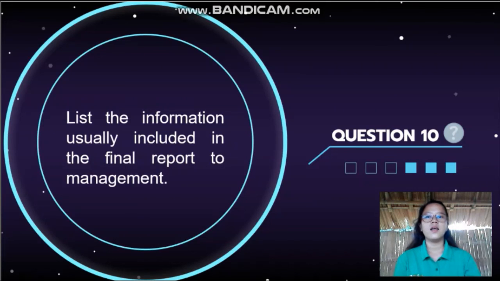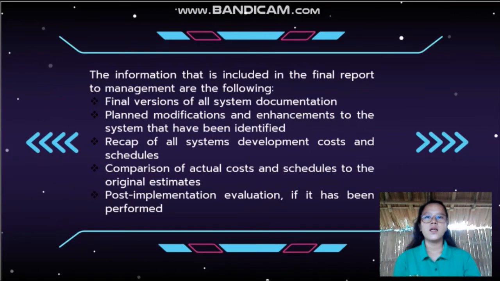Question number 10. List the information usually included in the final report to management. The information that is included in the final report to management are the following. First, final versions of all system documentation. Second, planned modifications and enhancements to the system that have been identified. Third, a recap of all systems development costs and schedules. Fourth, a comparison of actual costs and schedules to the original estimates. And last, the post-implementation evaluation, if it has been performed.